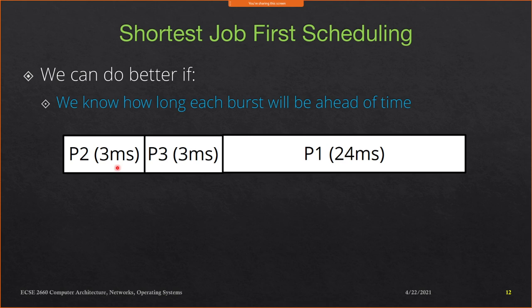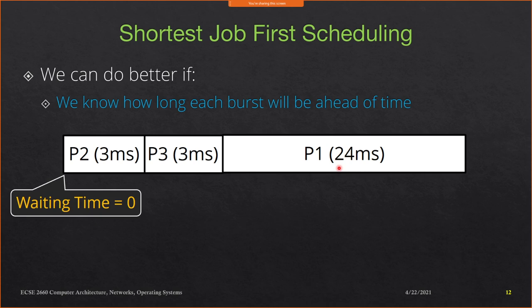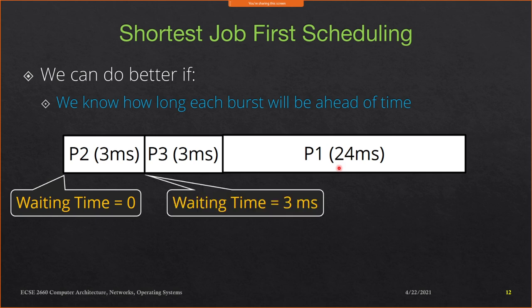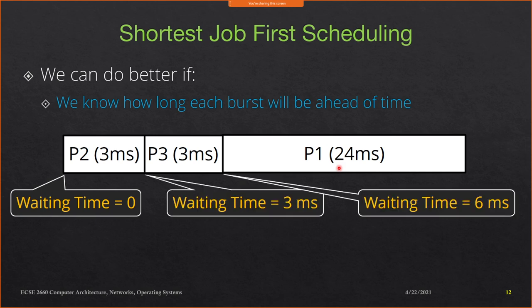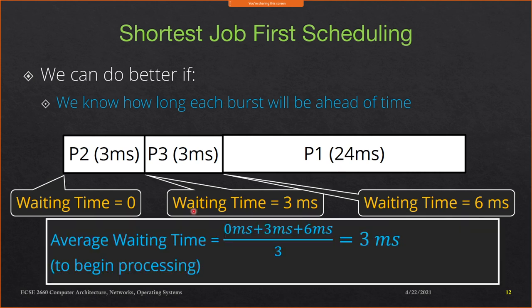So we got P2 first, then P3, then P1. So this is sort of the same numbers here. And if we do this, what is the waiting time going to be? Well, it is the same example that we talked about earlier, right? The waiting time for P2 is going to be 0, it gets it right away. P3 has to wait for 3 milliseconds. P1 has to wait for 6 milliseconds. So if you calculate the average waiting time, this goes down to 3 seconds.